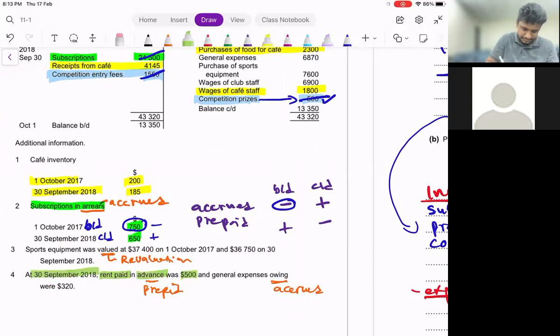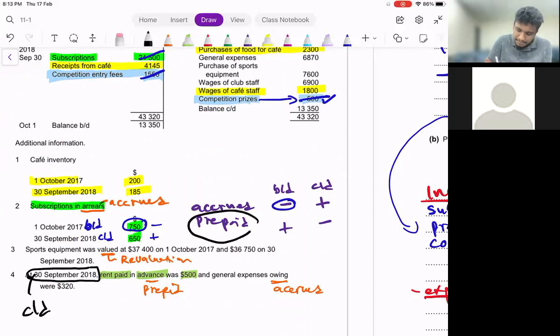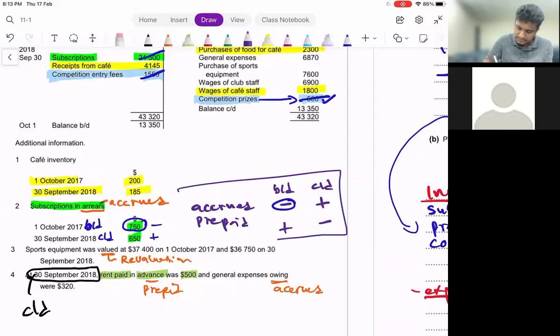30th September. 30th September means CD, closing advance. Advance means prepaid. So prepaid closing will be minus. You always follow this formula. Always follow this formula, you never go wrong. So this 500 you need to minus because prepaid CD will be minus.